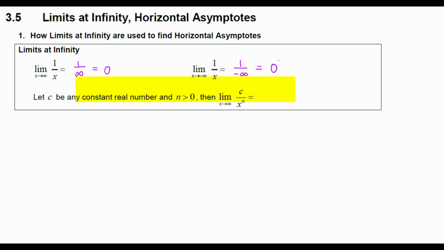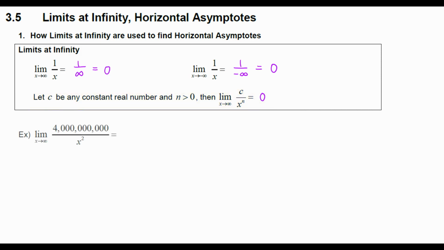In fact, if c is any constant real number and n is any positive number, then limit of c over x to the nth power as x approaches infinity is equal to 0. So it doesn't matter what kind of constant it is, as far as your numerator is fixed and the denominator is getting bigger and bigger, that will always result in a limit of 0.